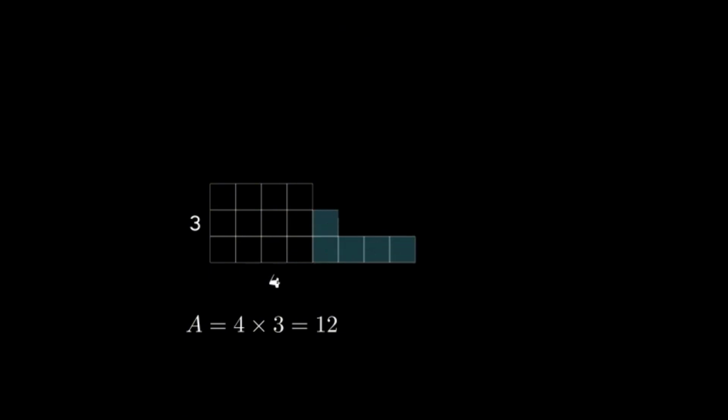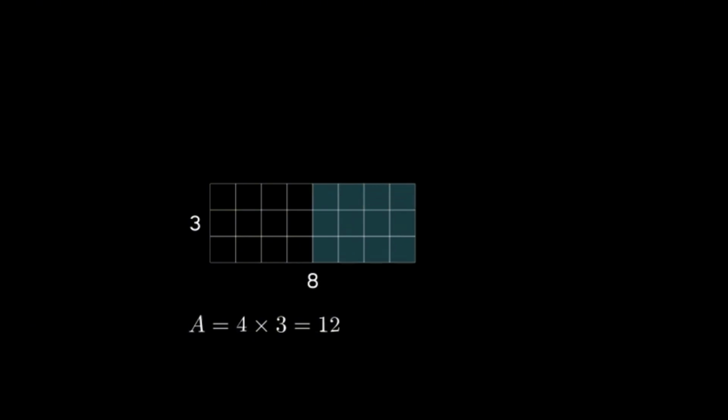I'll add more squares to make our rectangle longer, doubling the length from 4 units to 8 units. The width stays the same at 3 units. Let's calculate the new area. We have 8 units in length times 3 units in width, which equals 24 square units.